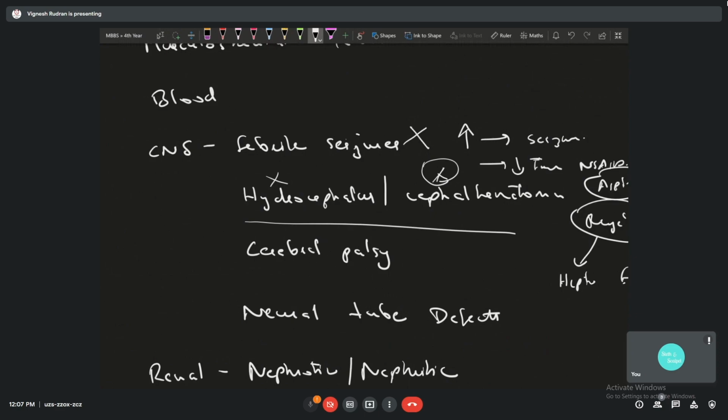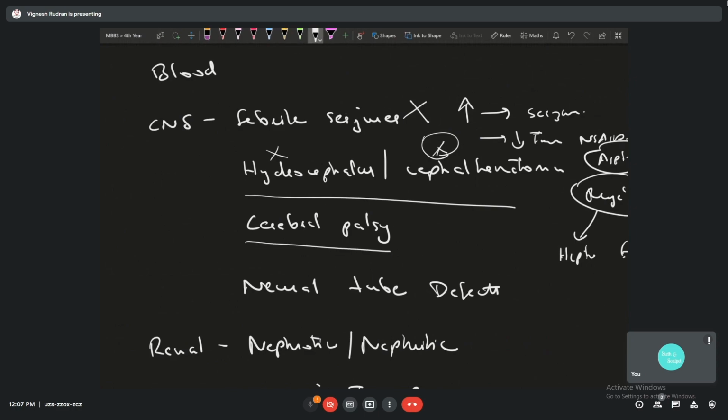So there's one more thing known as caput succedaneum that is very dangerous. So that requires urgent care and attention, where there's like collection of blood within the brain. So other than that, these two are fine.